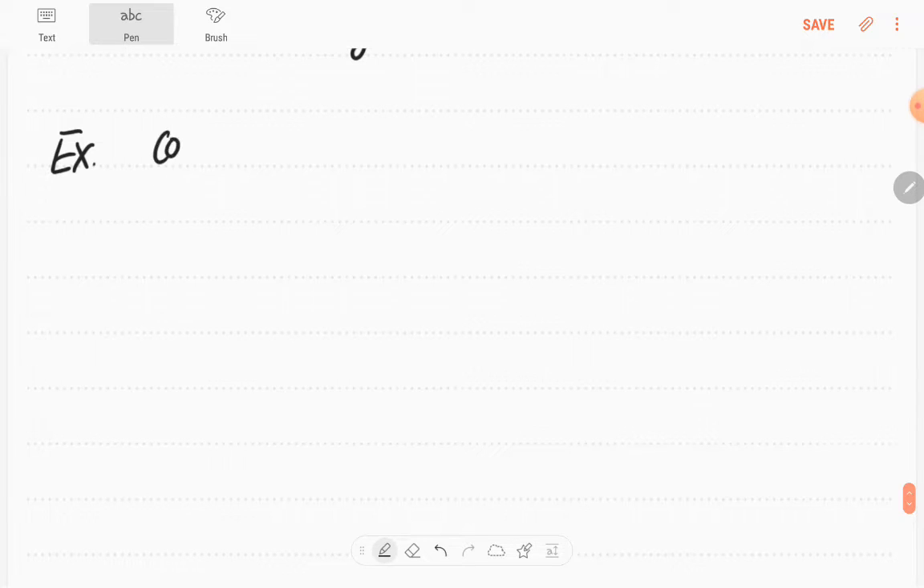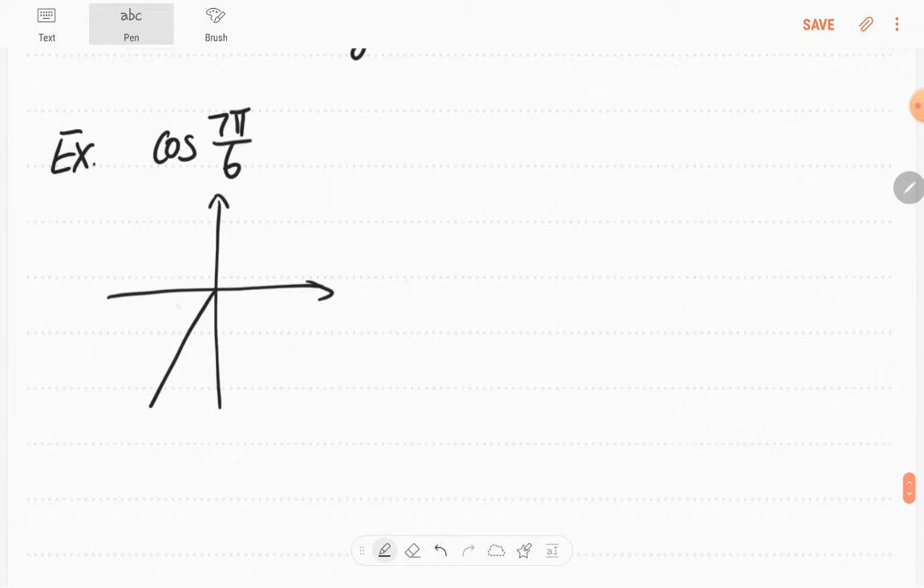So now let's calculate cosine of 7 pi over 6. The terminal side of 7 pi over 6, we know it's greater than pi, so it should be here, right? And the reference angle theta r would be equal to what? Equal to pi over 6, because this is 7 pi over 6, and from here to here is pi. So pi plus pi over 6 equals 7 pi over 6.